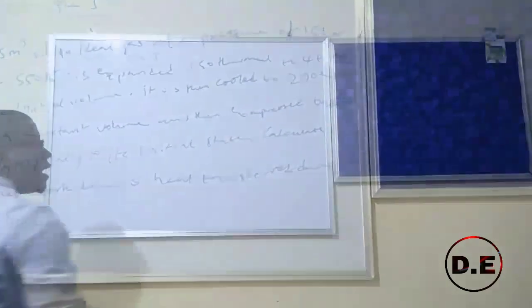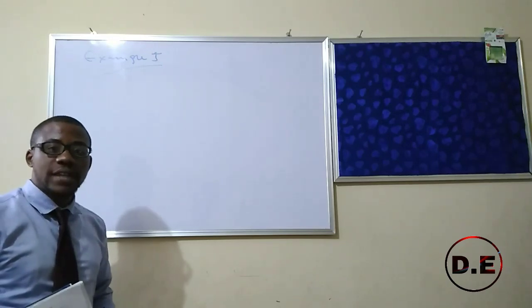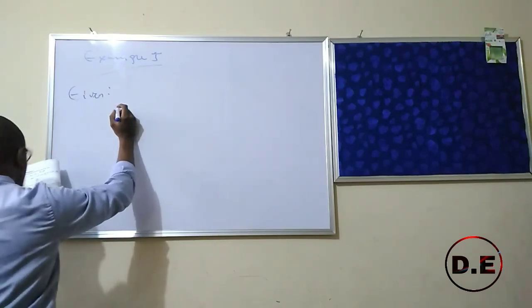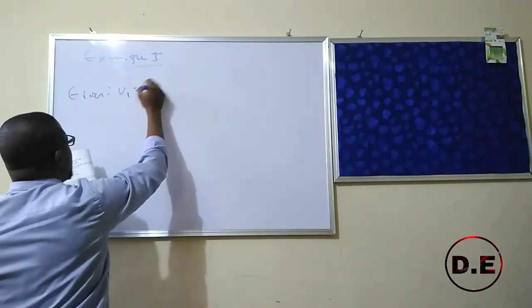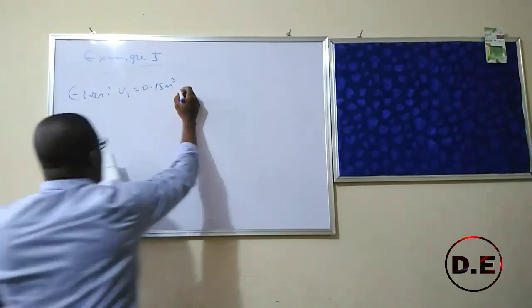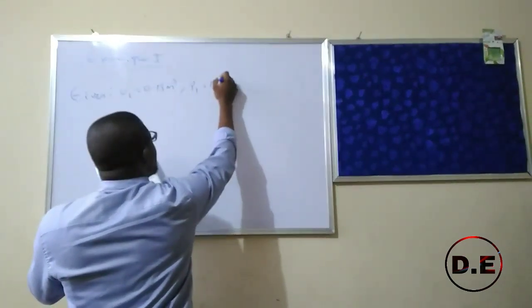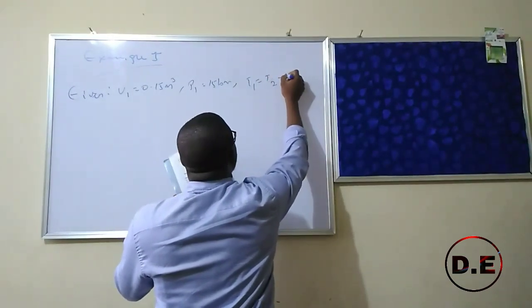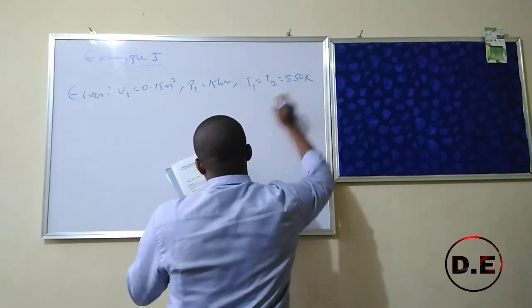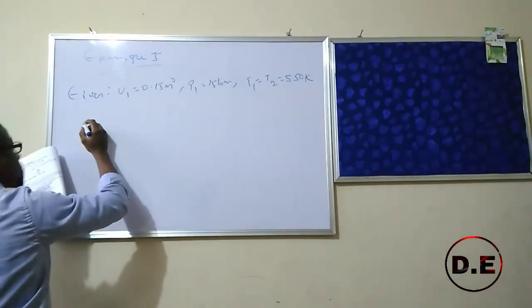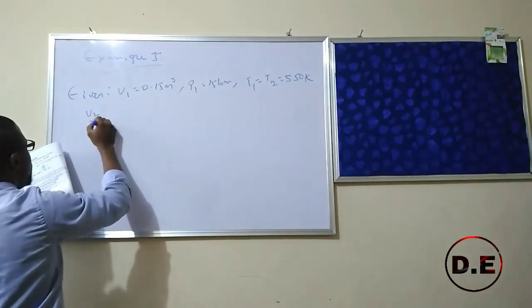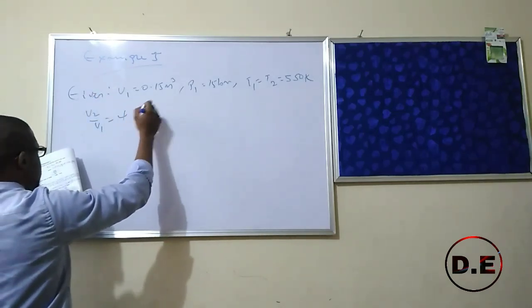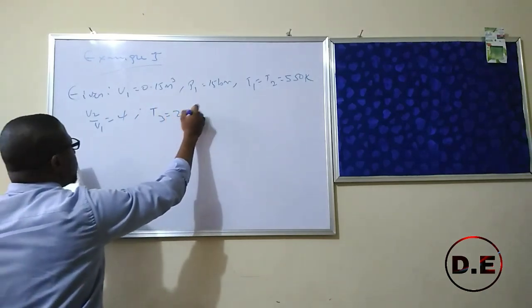So, as with every engineering problem, we start with the given. We were given volume V1 of 0.15 meter cubed, P1 of 15 bar, T1 equal T2 equal 550 Kelvin, V2 was 4 times V1, T3 was 290 Kelvin.